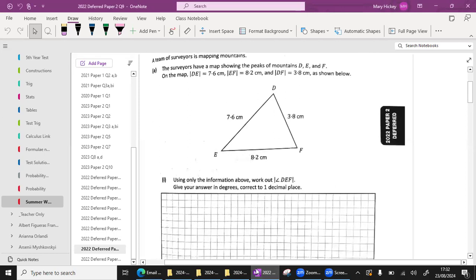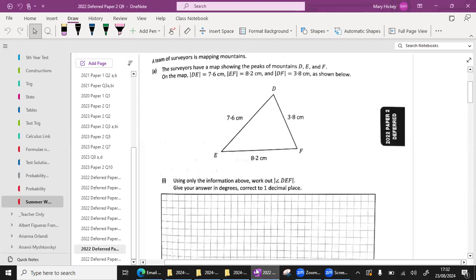Using only the information above, work out the angle DEF. So that's this angle here. Give your answer in degrees, correct to 1 decimal place. Now, a good place to start here is check that your calculator is in degrees rather than radians, in case you were doing any other question in trig from before.